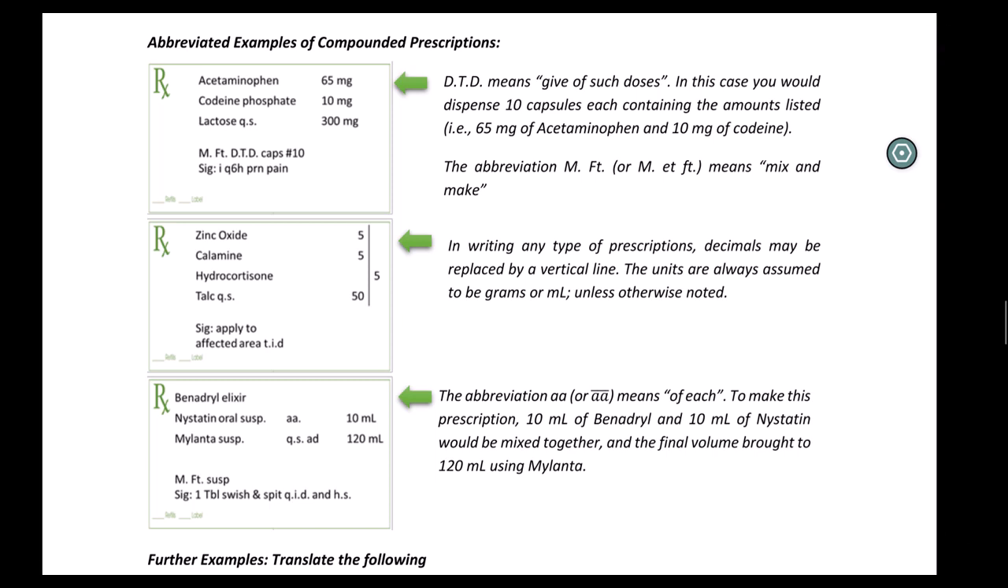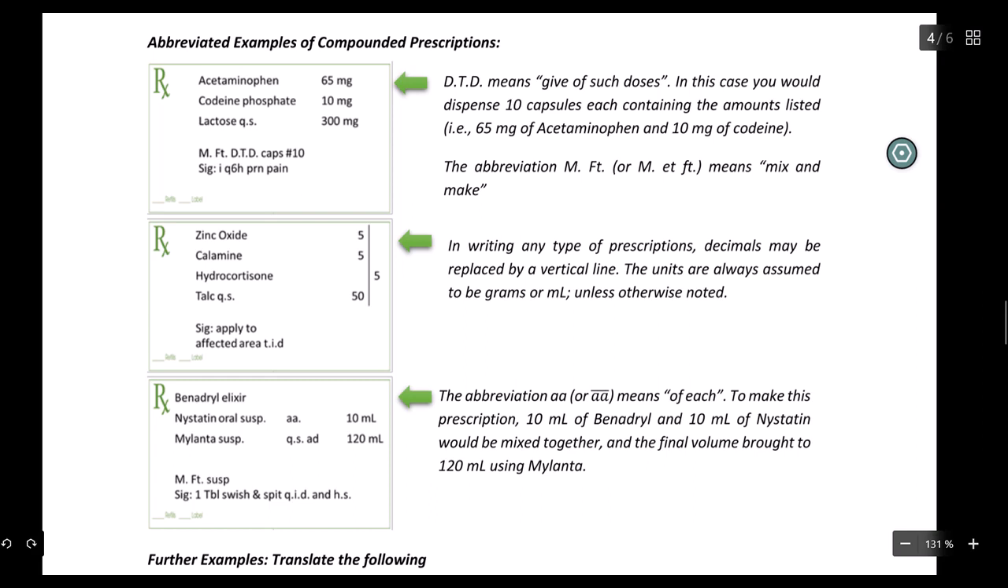Well, this MFT, you're going to see this is an abbreviation for mix and make. So this is telling us to mix and make. The DTD stands for of such doses. And then it says capsules number 10. So this is a compounded prescription that's telling us to make 10 capsules. Each capsule, this is what DTD means, each capsule will contain these ingredients. And you're giving that every 6 hours as needed for pain, PRN pain.